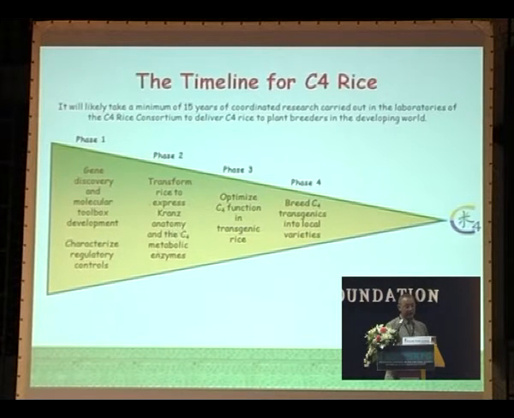Phase 1, the one that we're in at the moment, we're just starting the second 3-year funding period, and that started in May this year. And that's all been about gene discovery. What are the genes that regulate these different processes that I've mentioned so far? How, using that information, can we switch those particular traits on?